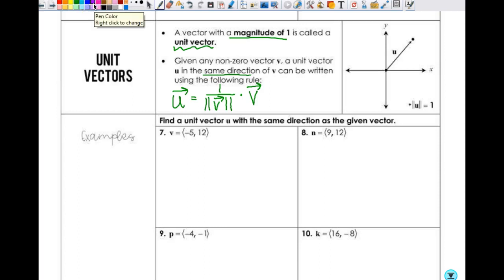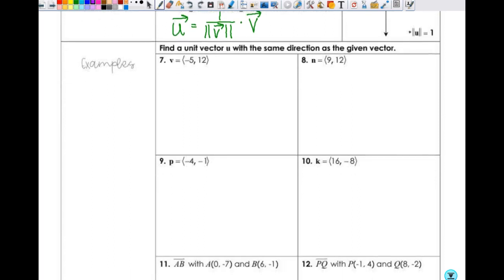We will do number 7 first. So what I need for this, I need to find the magnitude. How do I find the magnitude? What do we do to find the magnitude? Square root of a squared plus b squared, right? So it's just a little Pythagorean theorem. So it's just the square root of -5 squared plus 12 squared. So square root of 25 plus 144, square root of 169. So the magnitude of V is 13.